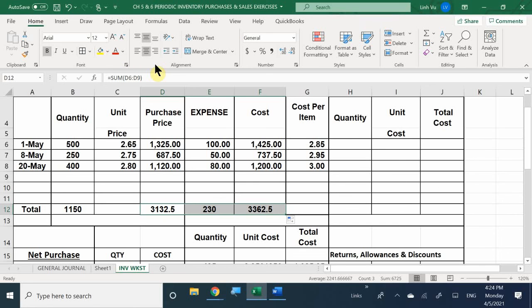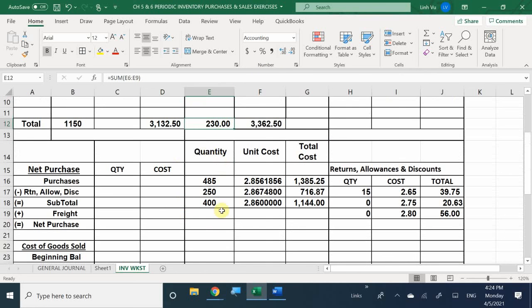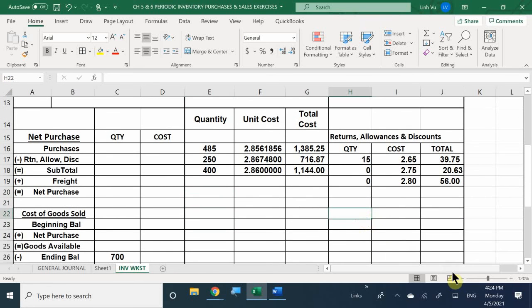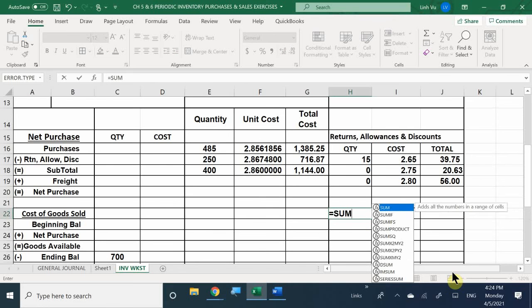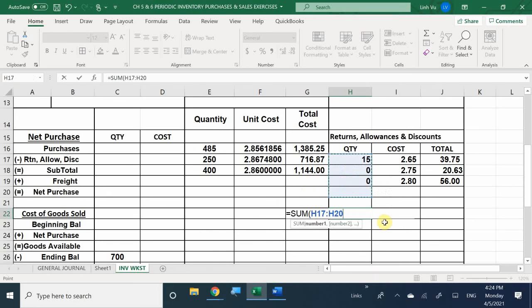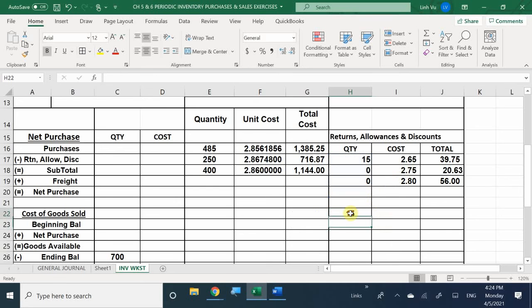There are a few things I need to recognize here. So I have that. Now here is going to be obviously my inventory on hand, so we can calculate that later. But we need to calculate our total returns and allowances. So what was the total amount that I returned? 15. Okay, what was my total cost of my refunds and returns and discounts?